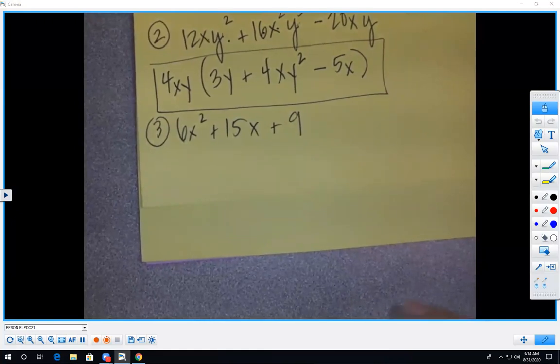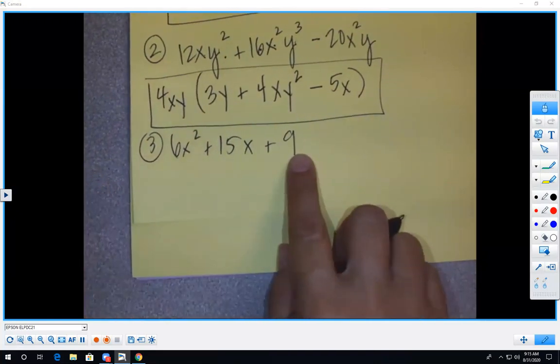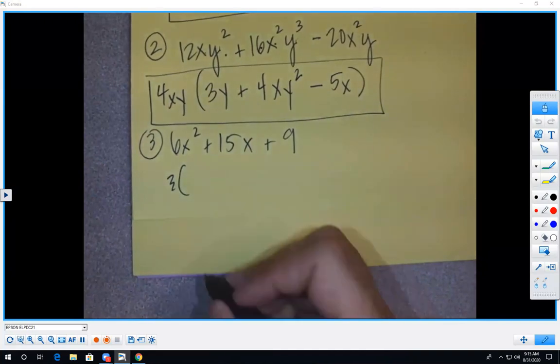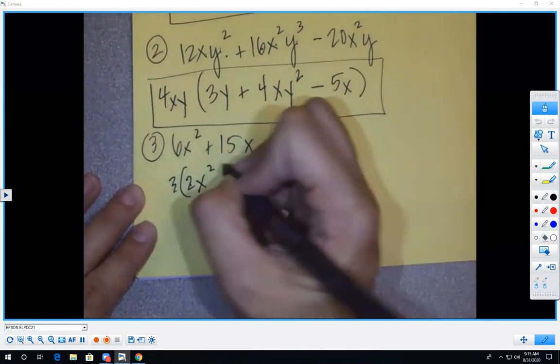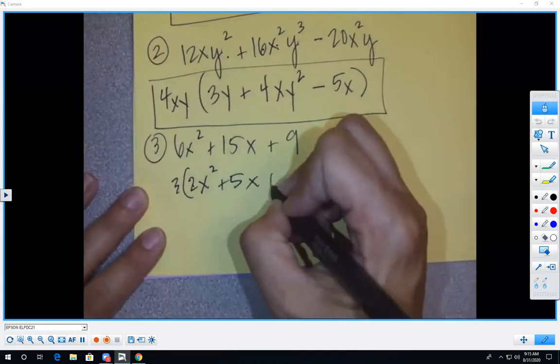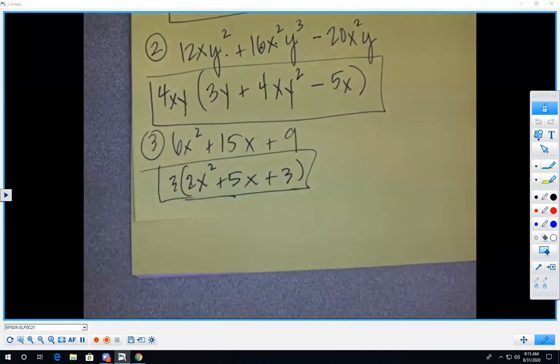Okay, what's your greatest common factor here? 3. I can't take any x's out because the last one doesn't have an x. So if I take out a 3 and I divide everything out, 6x squared divided by 3 is 2x squared, 15x divided by 3 is 5x, and 9 divided by 3 is 3. And so that's your answer. Okay, so sometimes you can take out numbers and letters. Sometimes you can only take out numbers. Sometimes you can only take out letters. It just kind of depends on the problem.